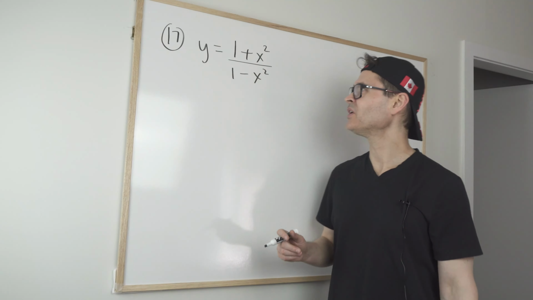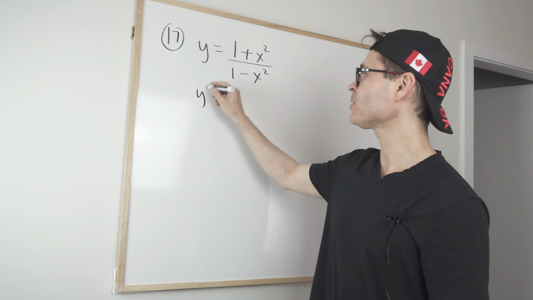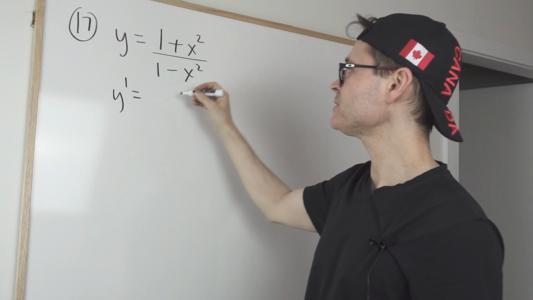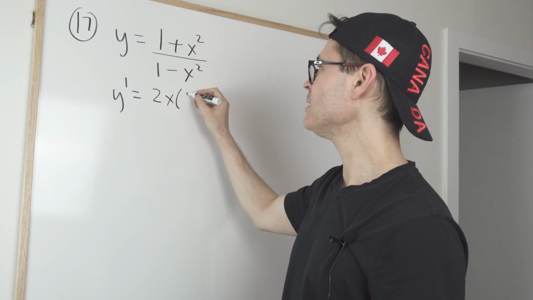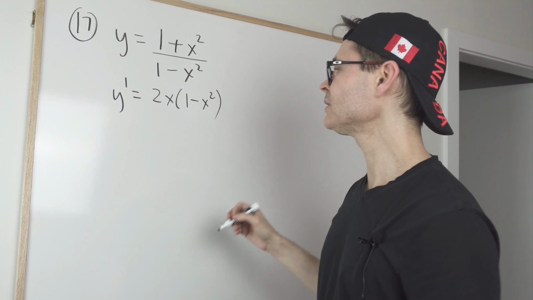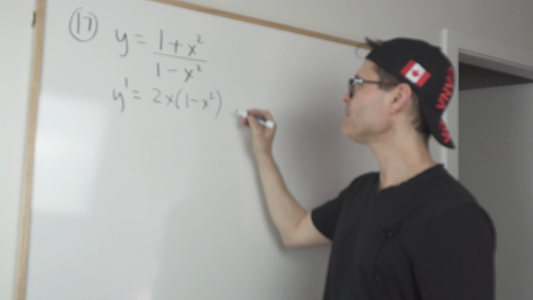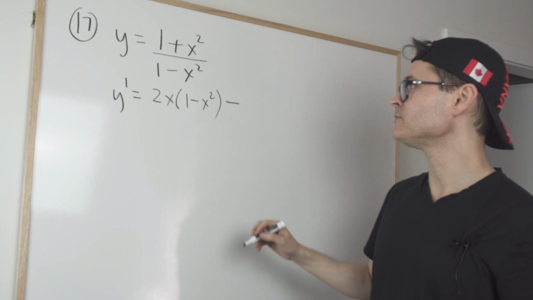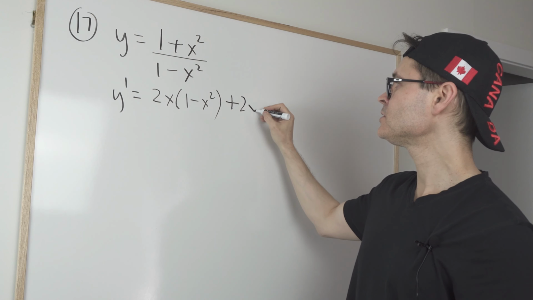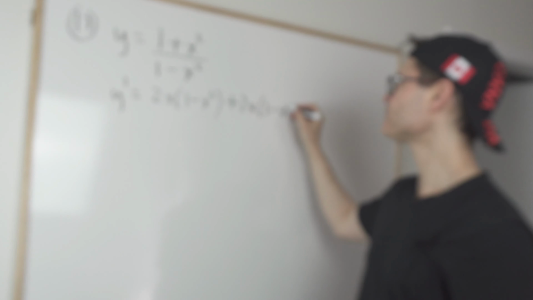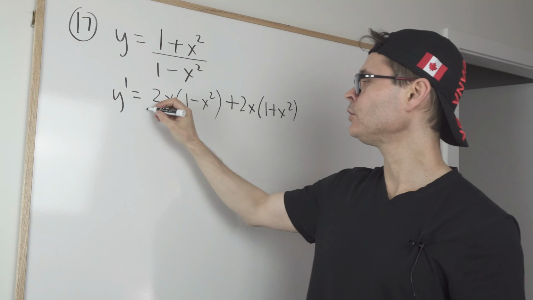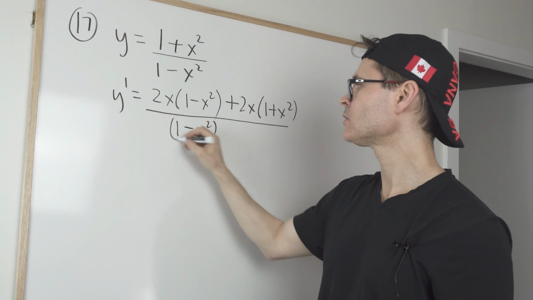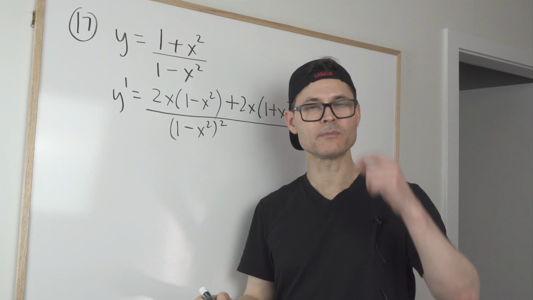All right, let's take this one on. It's the quotient rule. So y prime is equal to bottom times the derivative of the top. The derivative of the top is 2x times the bottom. I'm literally just following the formula. Minus the top times the derivative of the bottom. The derivative of the bottom is negative 2x. So a positive 2x times the top, all over the denominator squared. Just say that a bunch of times and you'll remember it.